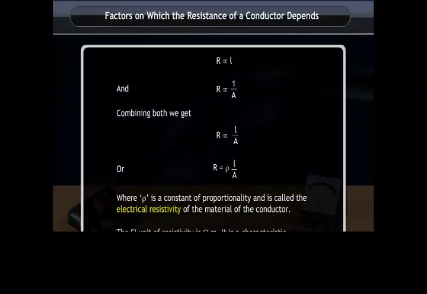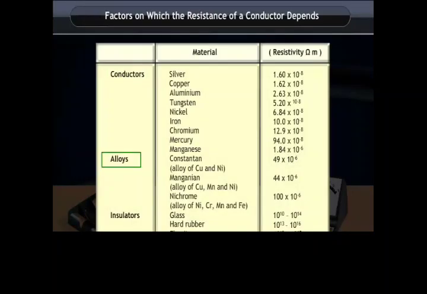The SI unit of resistivity is ohm meter. It is the characteristic property of the material. The metals and alloys have very low resistivity in the range of 10^-8 ohm meter to 10^-6 ohm meter. They are good conductors of electricity. Insulators like rubber and glass have resistivity of the order of 10^12 to 10^17 ohm meter. Both the resistance and resistivity of a material vary with the temperature.